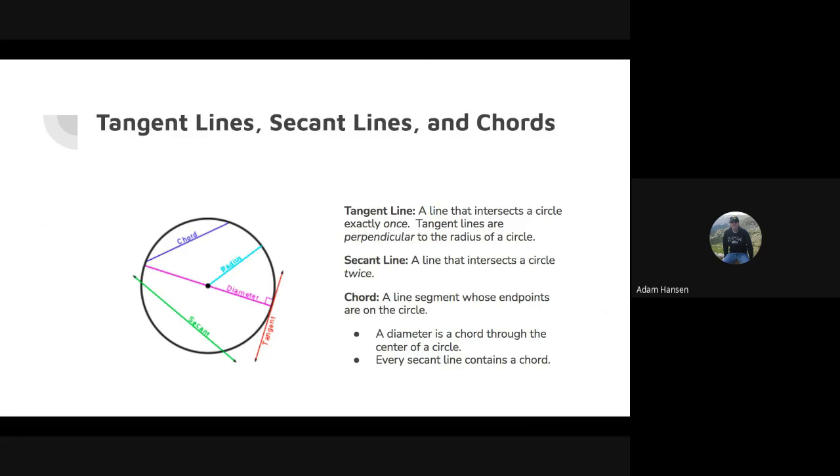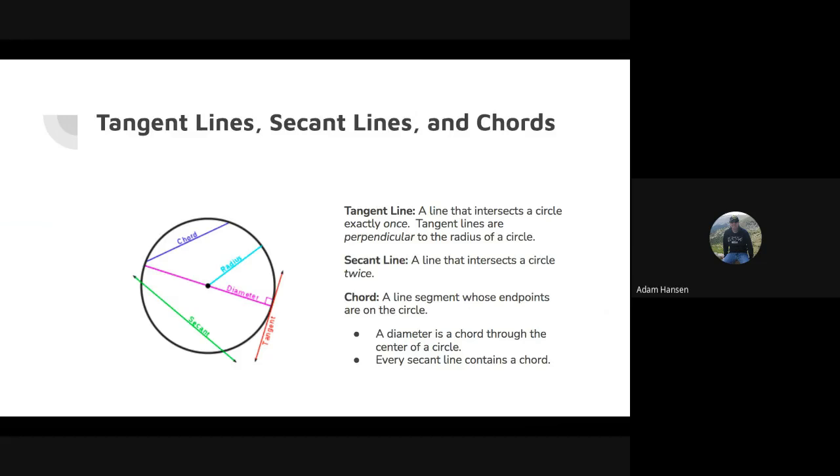I agree. Doesn't it kind of just skim off the circle? Just briefly touches it right here, kind of kisses off the side. This is a tangent line because it intersects the circle exactly once. Where the tangent line intersects the circle is called the point of tangency.